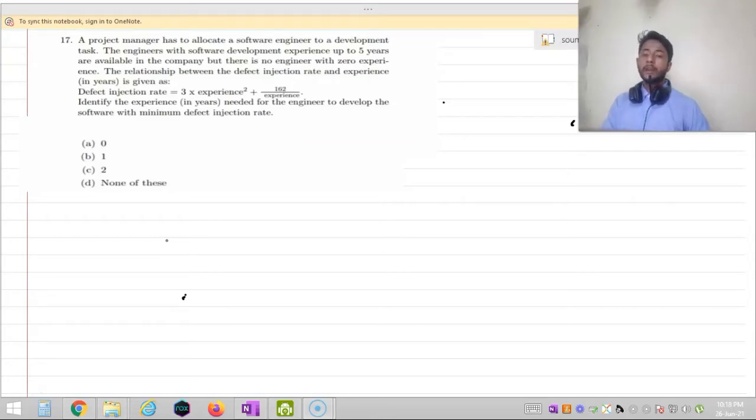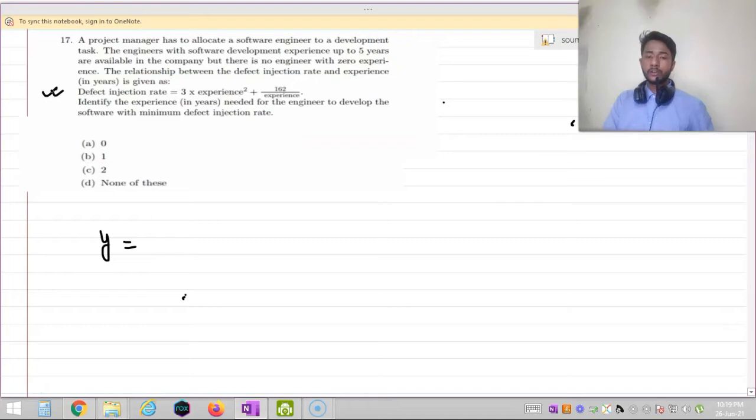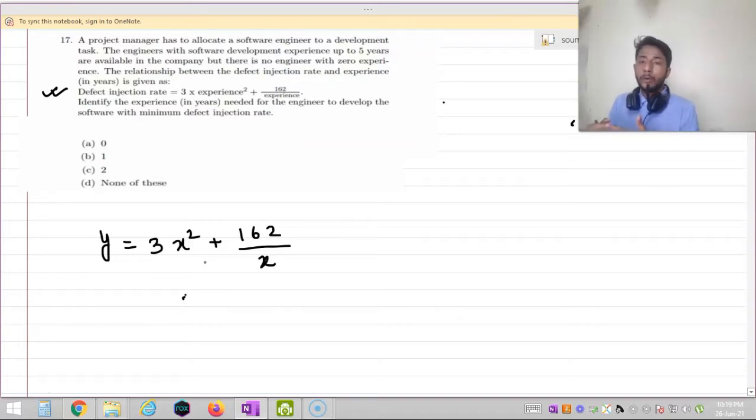Identify the experience in years needed for the engineers to develop the software with minimum defect injection rate. I am considering the defect injection rate by y and experience by x. From this relation, y equals 3x squared plus 162 by x. We need to find the value of x for which y is minimum. So we need to minimize y.